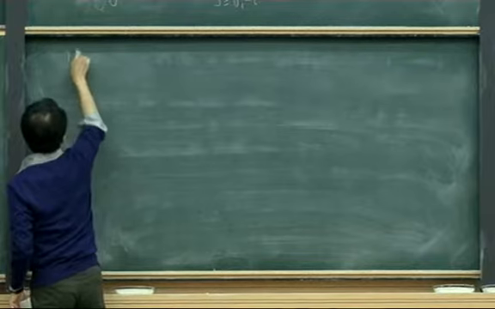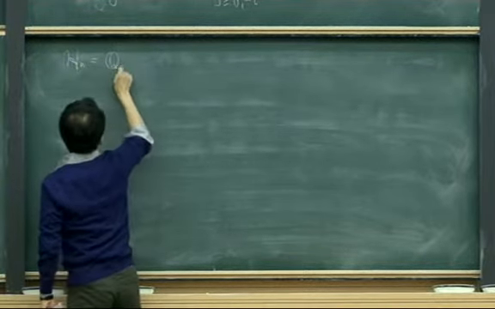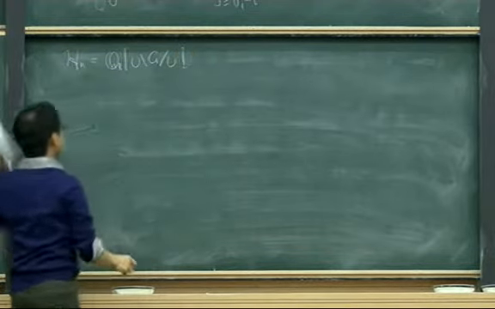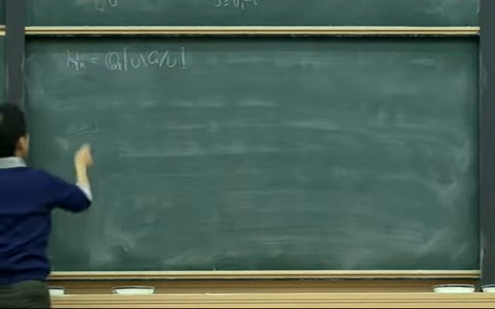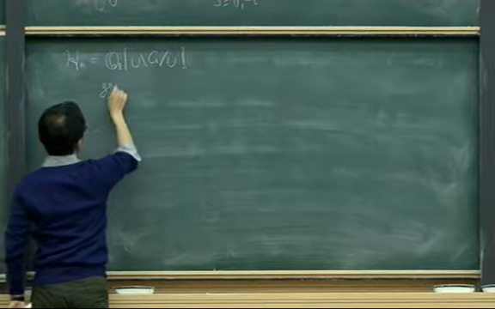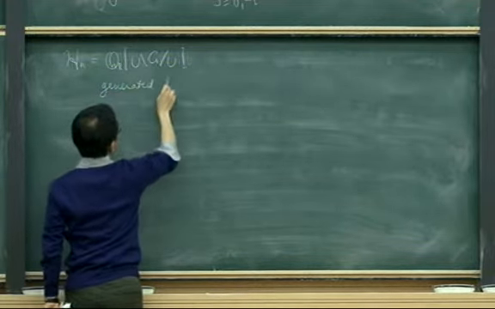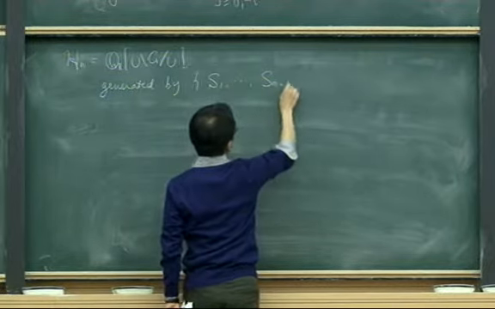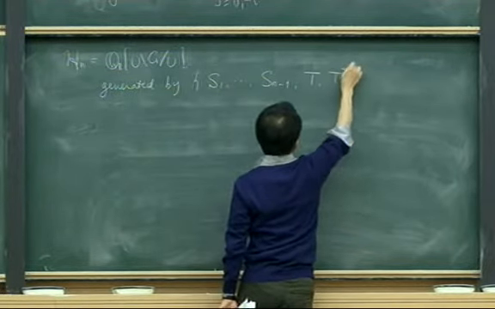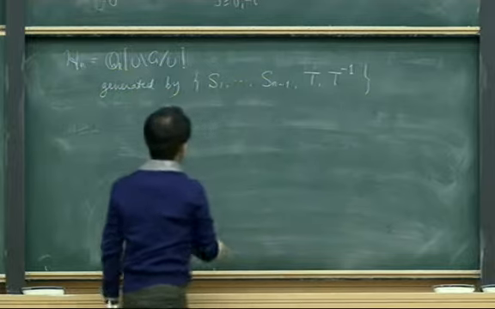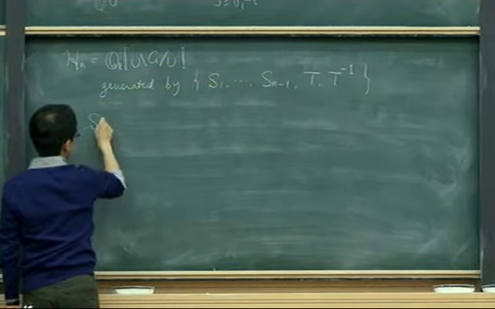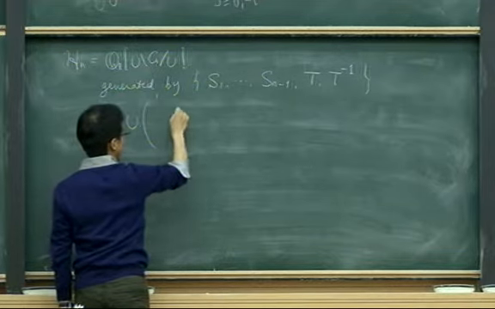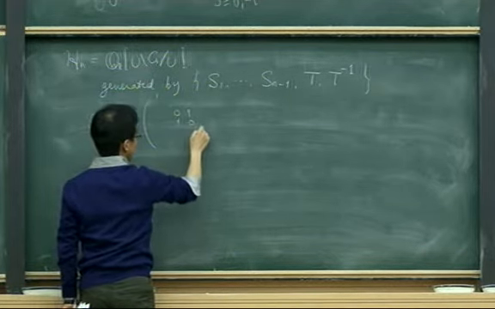So one way to understand Hn is to write out the generators. So this is generated by... so these SIs are the double cosets of the simple reflections.